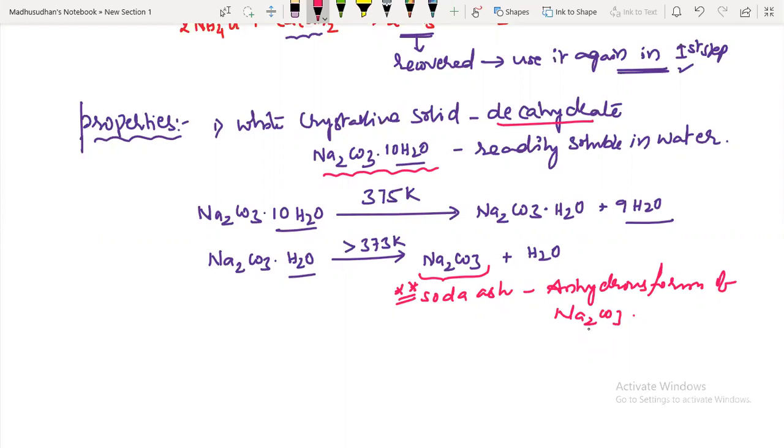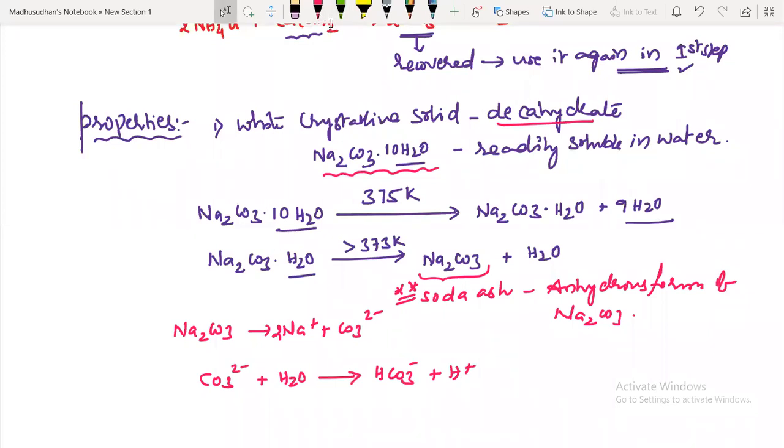This sodium carbonate readily dissolves in water. Na2CO3 readily dissolves in water, right? How will it dissociate? Into Na plus and CO3 2 minus. This carbonate part is readily soluble in water. This carbonate on reaction with water converts to bicarbonate plus H plus. Okay, note down these things.